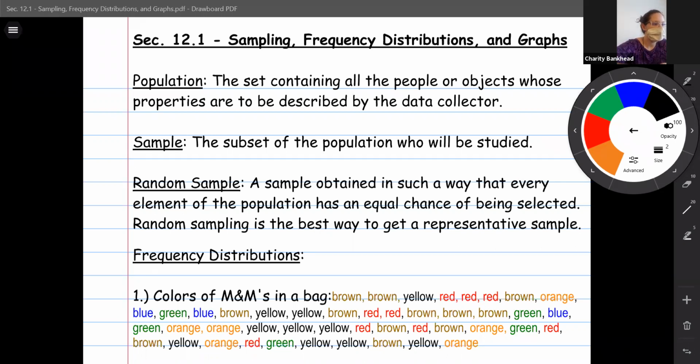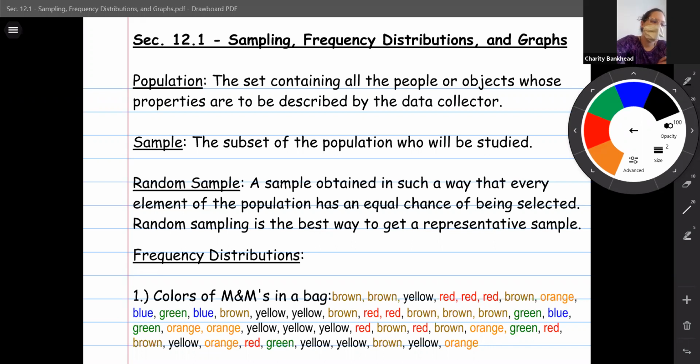First is the population. That is the set containing all of the people or objects whose properties are to be described by the data collector. For example, your population could be the whole population of the US, or the whole population of the world, or the whole population of Texas. Or it could be all bottles of Coke that were ever produced, maybe.